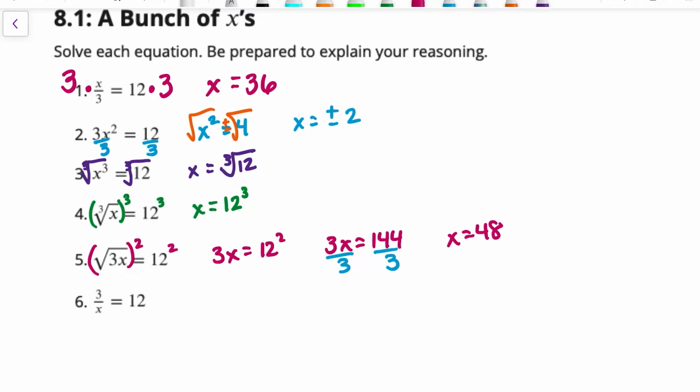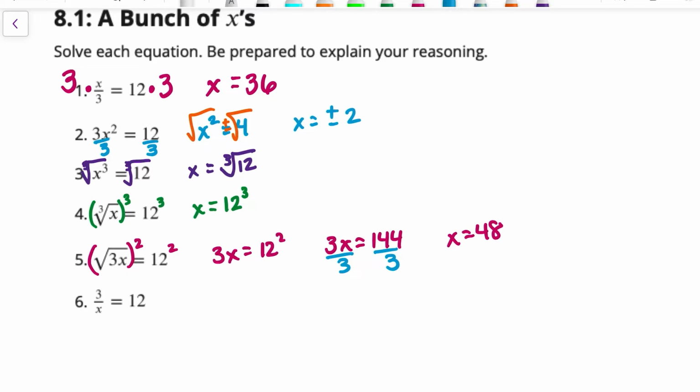And then for number 6, this one is different from number 4. A lot of people get mixed up on this. They think they can just divide by 3 and get the answer, but the x is in the denominator. We have 3 divided by x equals 12. So you have to be careful with this one.